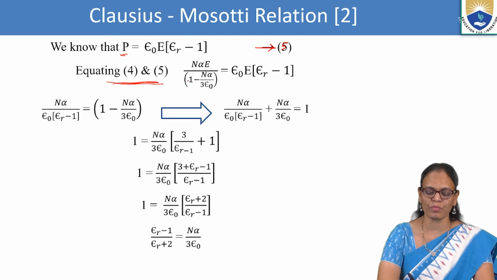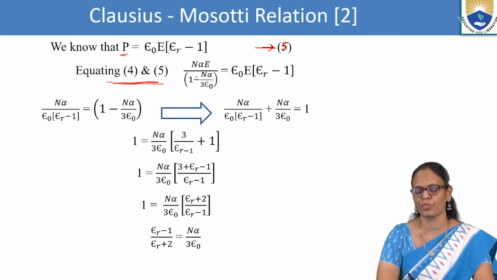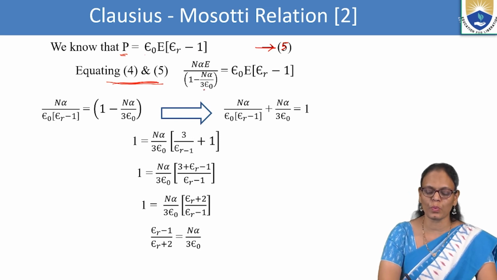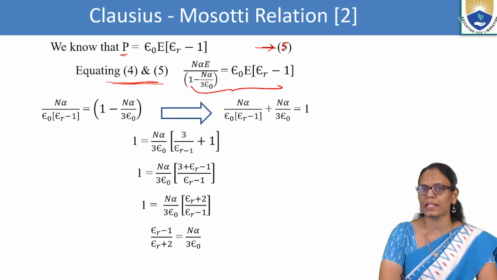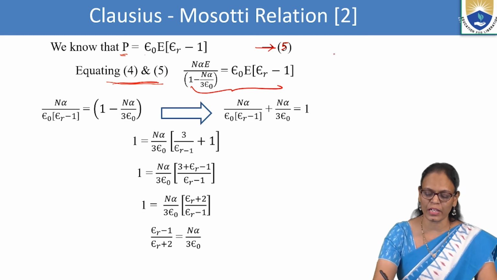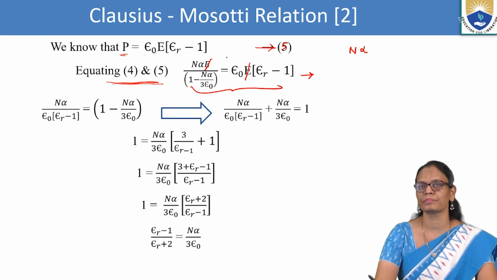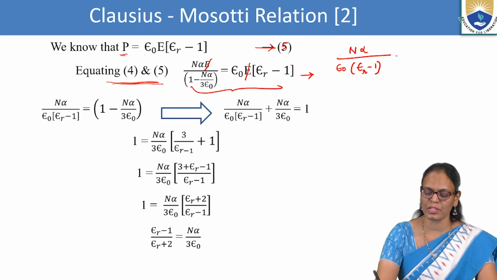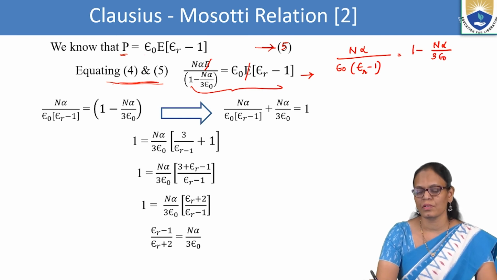So, N alpha E by 1 minus N alpha by 3 epsilon naught. This is what we got for P in equation 4. And according to equation 5, P is equal to epsilon naught E into epsilon R minus 1. So, I am going to equate these two. N alpha E by 1 minus N alpha by 3 epsilon naught is equal to epsilon naught E into epsilon R minus 1. Now, we can write N alpha E. So, from here, we'll see how it goes. I can cancel E and E on both the sides and bring this epsilon naught into epsilon R minus 1 onto this side. So, we'll have 1 minus N alpha by 3 epsilon naught. So, this is what we get.